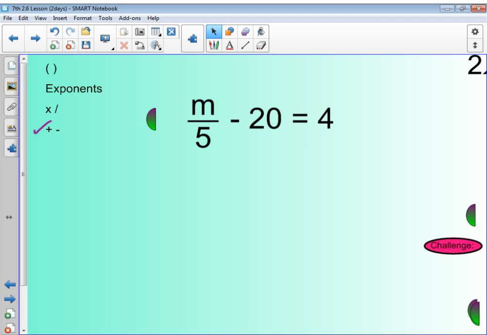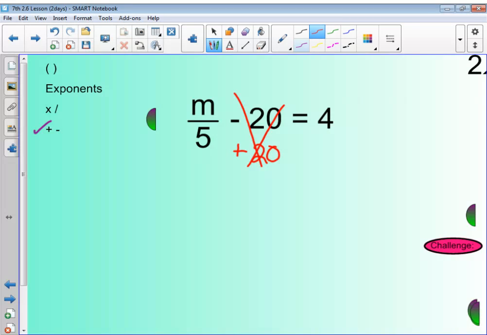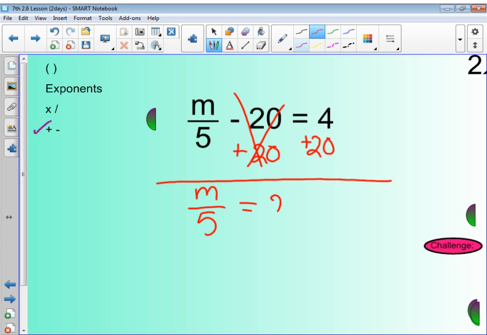Okay, so here's our next one. m divided by 5 minus 20 equals 4. Right now it's minus 20. We're going to do that adding and subtracting opposite first, so plus 20. Now it's going to be plus 20. So I have m divided by 5 equals 4 plus 20 is 24.